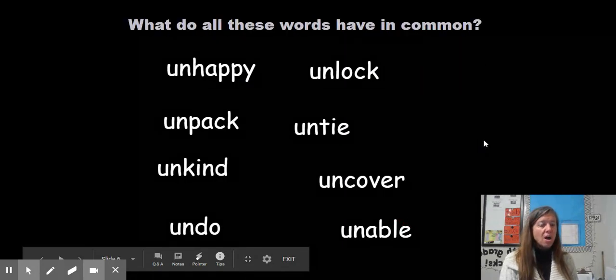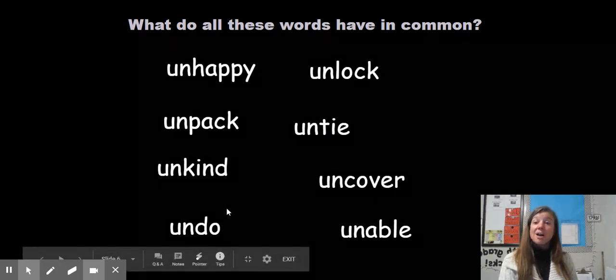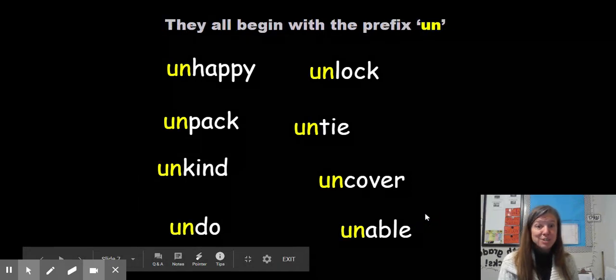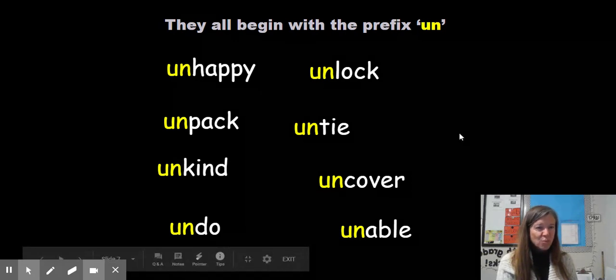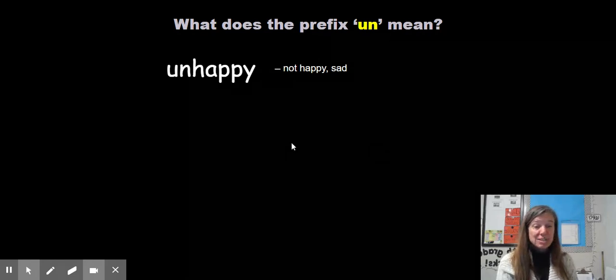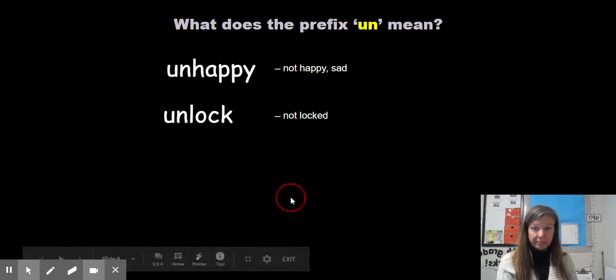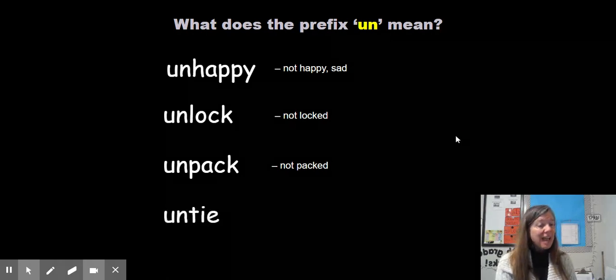All right, what do all of these words have in common? Take a look. Unhappy, unlock, untie, unpack, unkind, uncover, undo, and unable. Absolutely. They all have the prefix un. So what does un mean? Unhappy, not happy or sad. Unlock, not locked up, it's open. Unpack, not pack. Untied, the shoe is not tied.